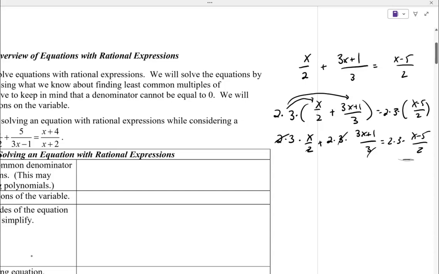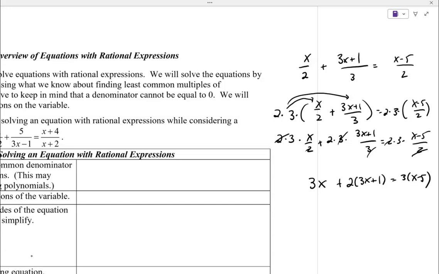Over here on this side, we can cancel out the 2's again, right? And the 2's go away. And we're left with 3x here, right? Because the 2's went away. We're left with 2 times 3x plus 1. And on the right-hand side, 3 times x minus 5. And now the fractions went away, right?